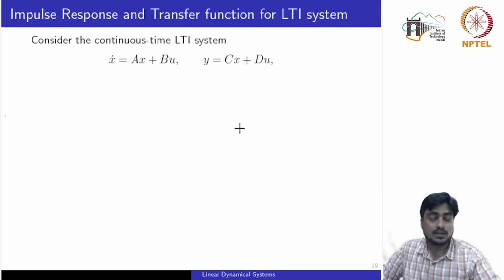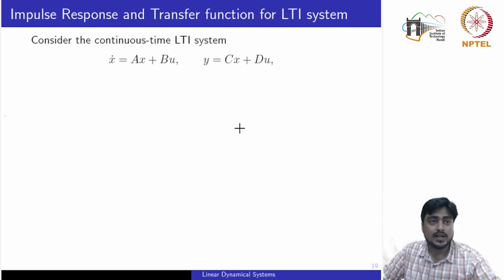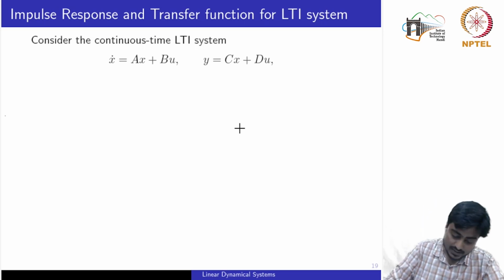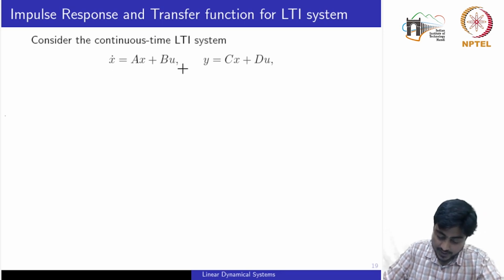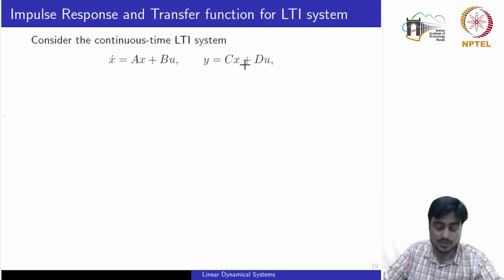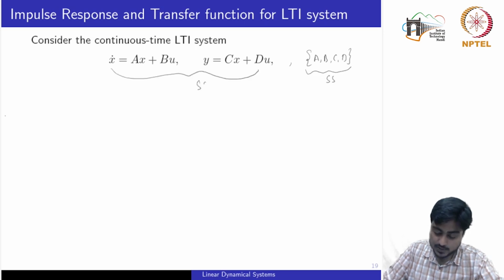Now introducing the impulse response and the transfer function for LTI system, what we are basically aiming at is to see the relationship between the input output description that we had introduced earlier and the state space system we just introduced now. So consider the continuous time LTI system, which is defined by A, B, C, D matrices. So there are two ways of representing a continuous time LTI system. Either we write these two complete equations, or we write just the A, B, C, D pair. Okay, so this is also a state space system, and this is also a state space system.